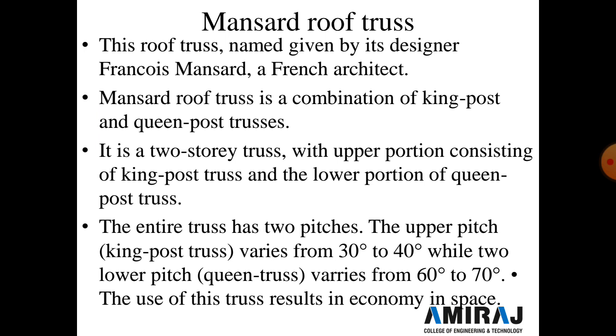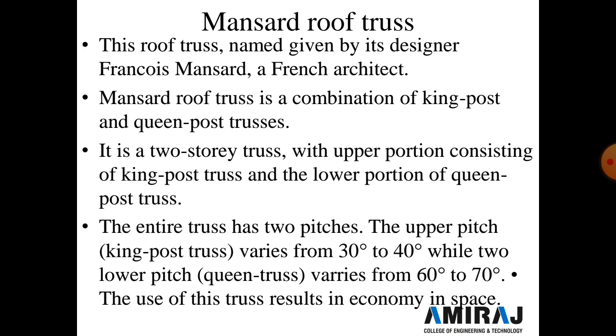Another type of truss is the mansard roof truss. This roof truss is named after its designer, Francois Mansard, a French architect. The mansard roof truss is a combination of the king post and queen post trusses. It is a two-story truss, with the upper portion consisting of a king post truss and the lower portion consisting of a queen post truss. So the entire truss has two pitches.